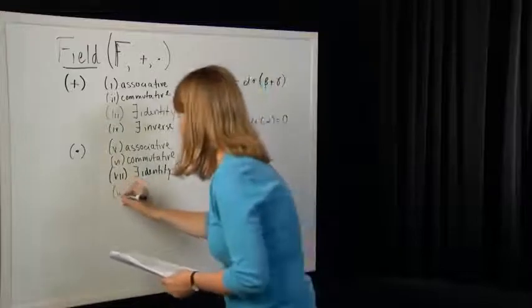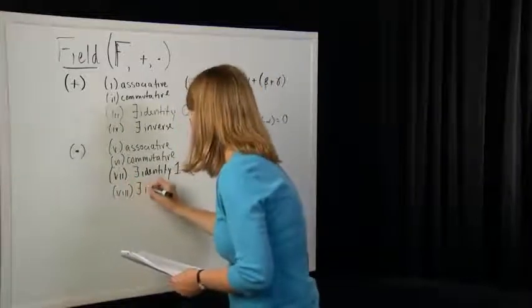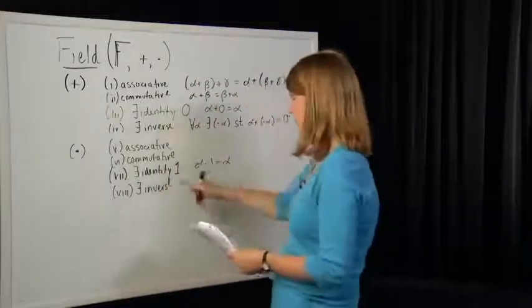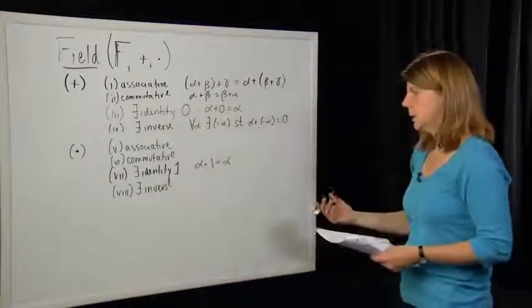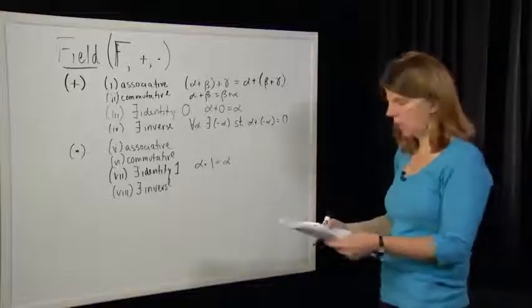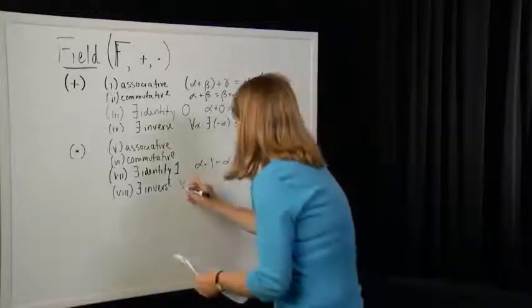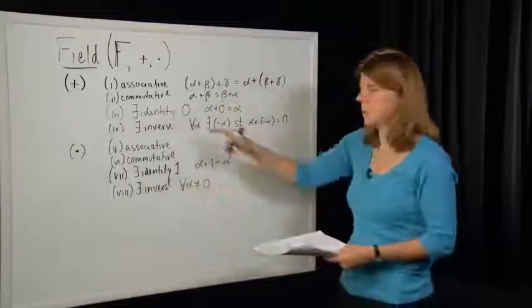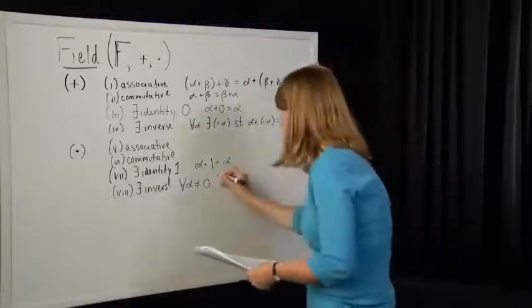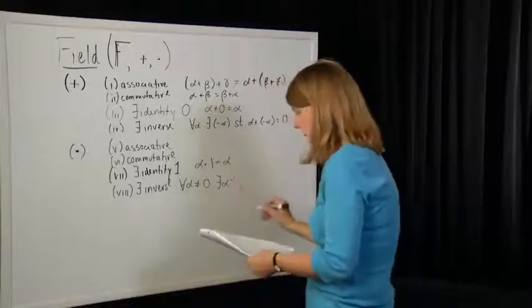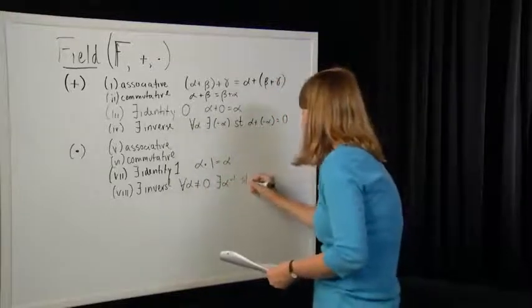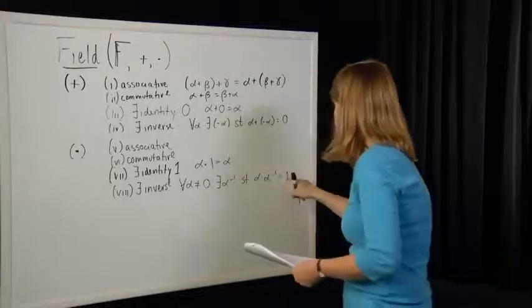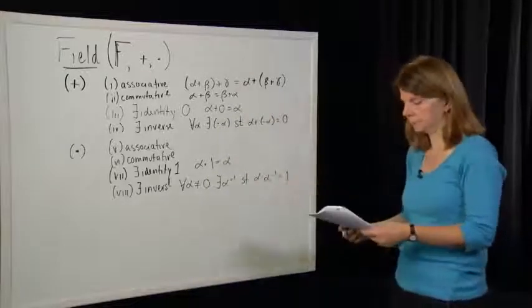And there exists an inverse. The inverse under the multiplication operator gives you back the identity. So for all alpha not equal to 0, so 0 is the identity element under addition, there exists an inverse, we'll call that alpha inverse, such that alpha times alpha inverse is equal to the multiplicative identity 1.